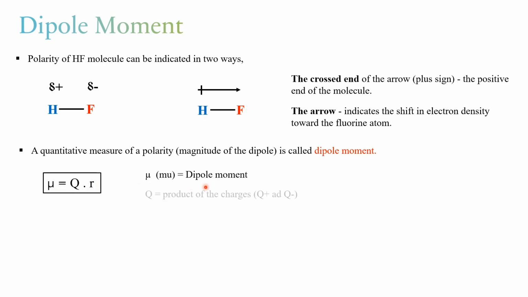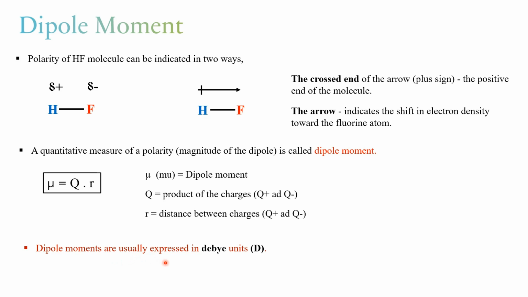If mu is dipole moment, Q is the product of the charges, cation charge times anion charge. R is the distance between the cation and the anion. For example, here the cation charge is the hydrogen charge and the anion charge is the fluorine charge. The distance between hydrogen and fluorine we call the R distance.